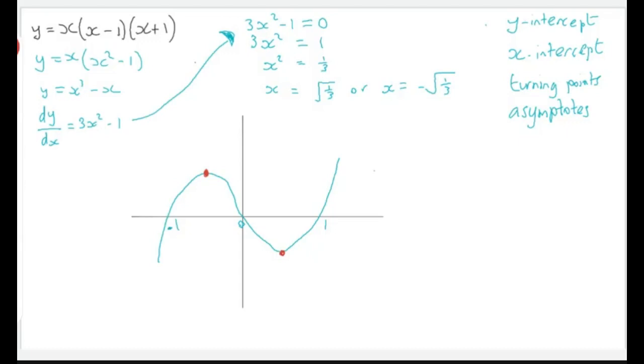Equals square root of 3 over 9. Say that one more time. Square root of 3 over 9. The square root of 3 over 9. For what? The y coordinate? Yeah. Okay. And then minus the square root of 3 over 9 as well, wouldn't it?